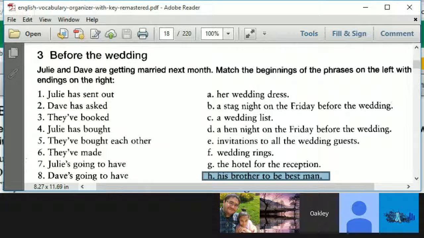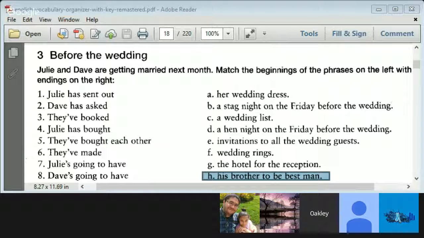Yes, he stands next to the groom. That's right. Okay, thank you. Who did you have as a best man? A close friend? A brother?